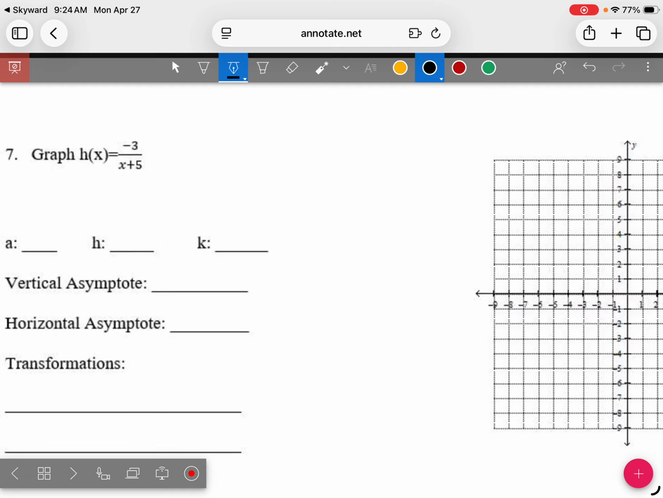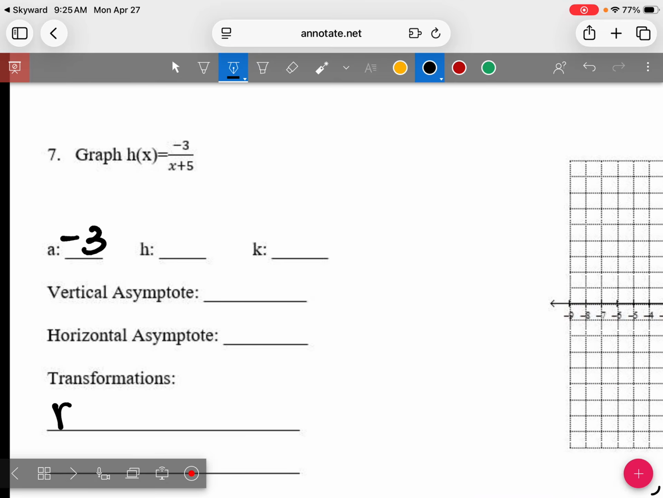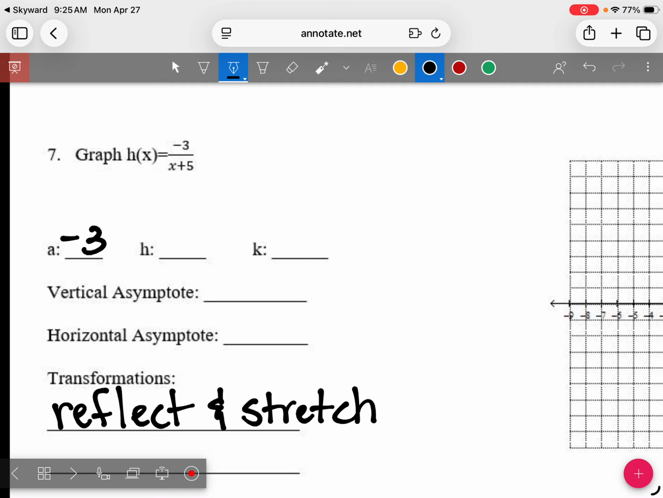Number 7, let's finish it out. A is what? What's the number on the roof? -3. So that's gonna make this graph reflect and stretch. Now it's going to be on the negatives, the 2 wings. H is in the bottom. You always flip the sign for H. So H is going to be -5, which is going to move it left 5. So X equals -5. We're about to draw that in.